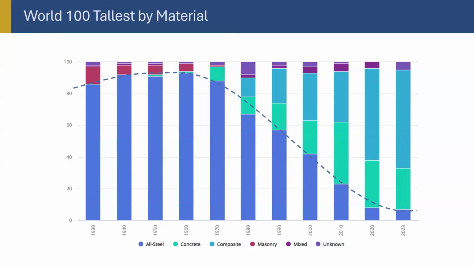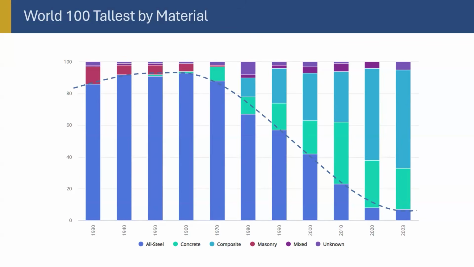Concrete and composite are taking most of the space in terms of the material of the building. Composite is mostly coming from China, and concrete is mostly coming from other countries. And you will see later how big the China numbers are. And you might be surprised by that, or maybe not. Okay. So this is another important observation.